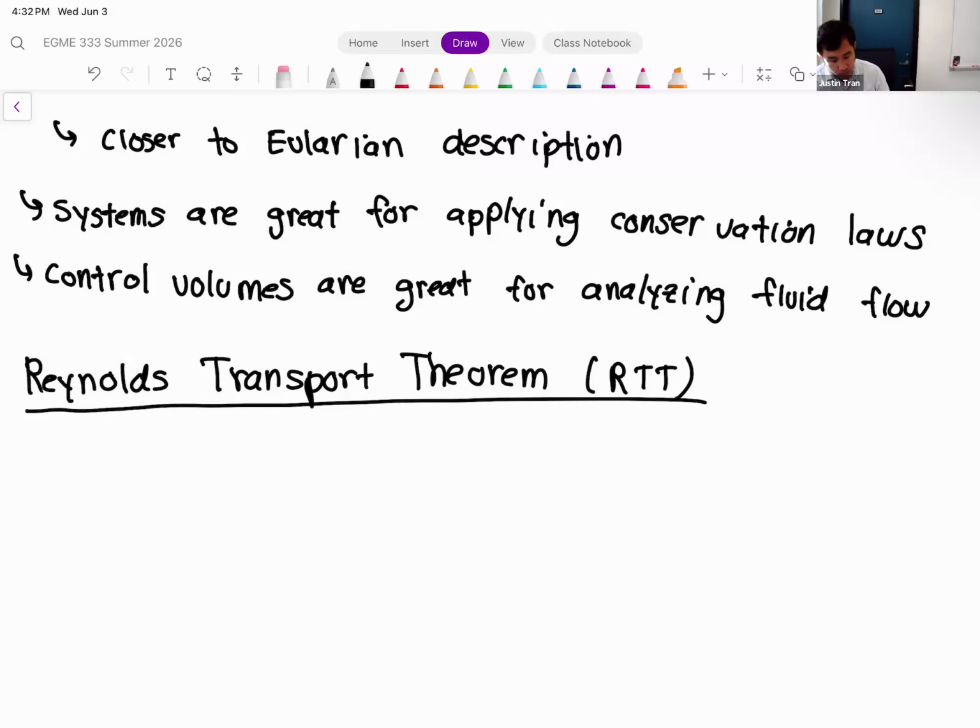Reynolds transport theorem essentially gives us a framework. It's technically called a theorem, but I want you to think of it as a framework which we can use to apply conservation laws to fluid mechanics scenarios.